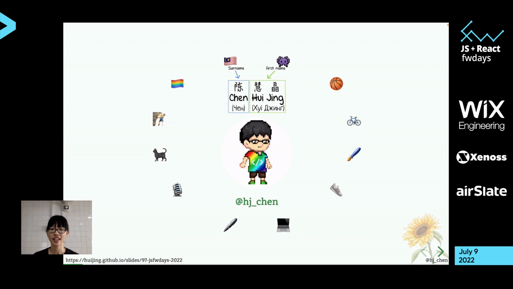My name is Hui Jing, and I'm a front-end developer based in Singapore. I have a Chinese name, so my surname comes first and the first name comes last. These emojis represent who I am as a person, so you can ask me about them if you're interested.